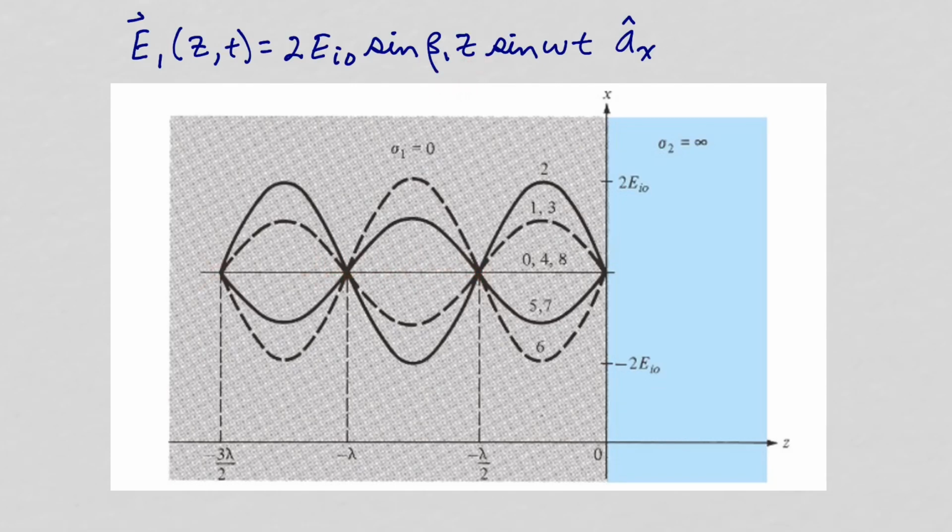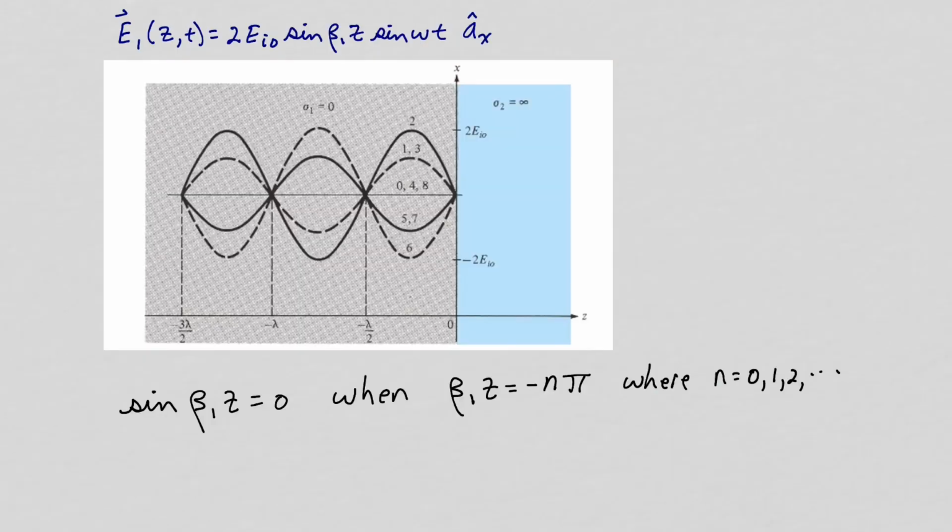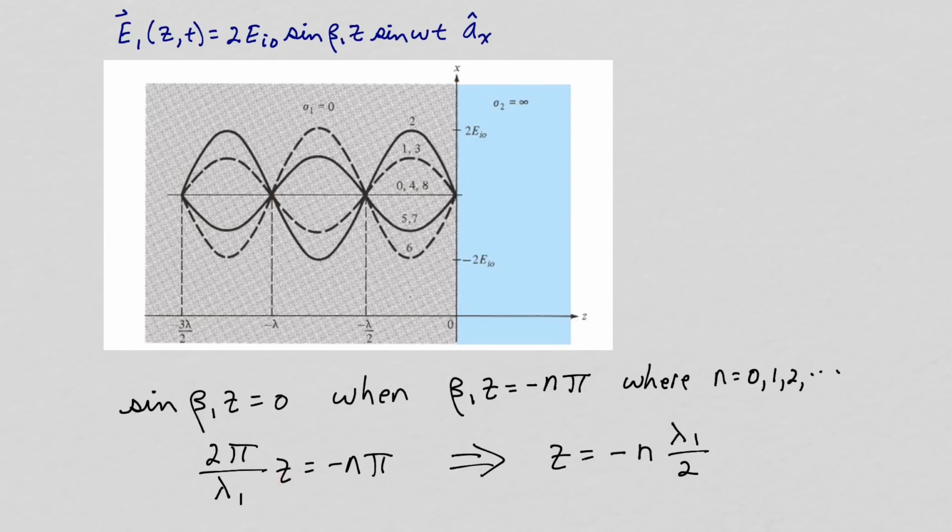Amplitudes of 0 occur whenever sine of beta 1 z is 0, and that's when beta 1 z is some integer multiple of pi radians. So the amplitude is 0 when beta 1 z is equal to minus n pi, where n takes on the integer values 0, 1, 2, 3, etc. Substituting 2 pi over lambda 1 for beta sub 1, we can solve for the values of z when the amplitude is 0. And that occurs when z is minus some integer multiple of lambda 1 over 2.